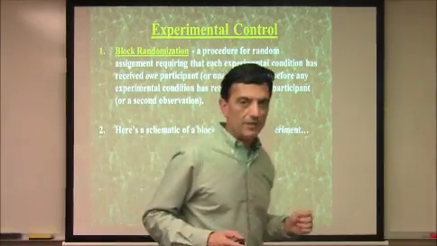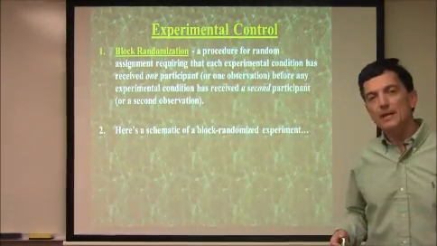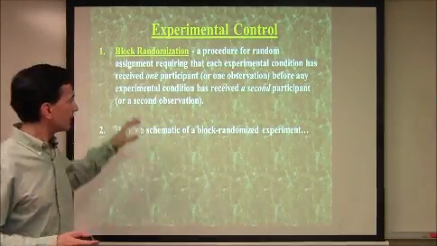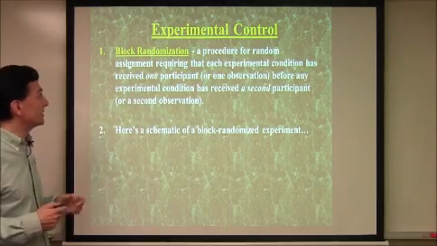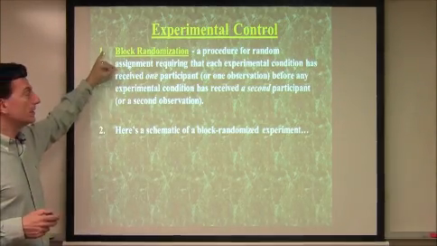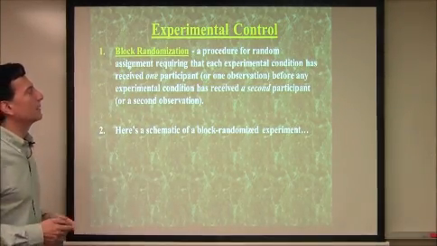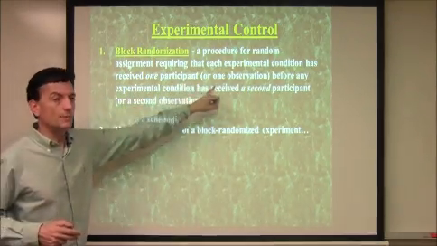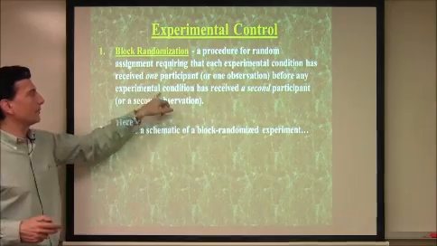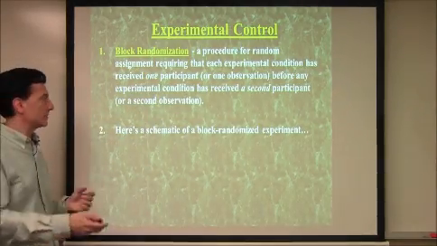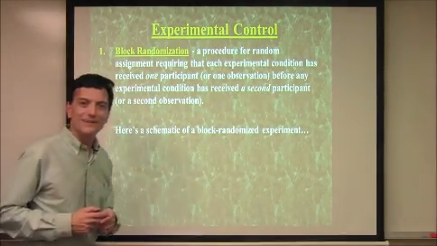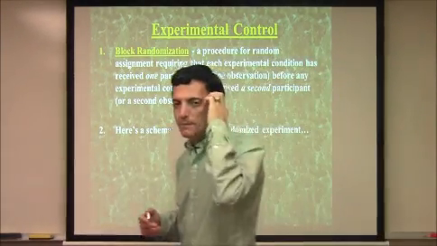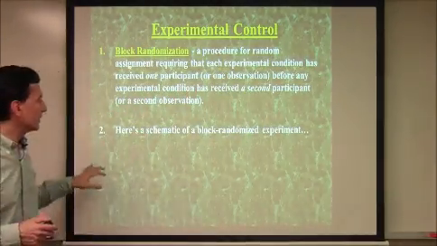This is a very important idea in experimental psychology, and one that tends to throw some students because it's not all that intuitive. Let's see if we can first identify what this is. Block randomization is a procedure for random assignment requiring that each experimental condition has received one participant, or one observation, before any experimental condition has received a second participant, or a second observation. Now, some people struggle a little bit with that definition. It's a little bit long. We'll see if we can make sure that people understand it clearly in this video.